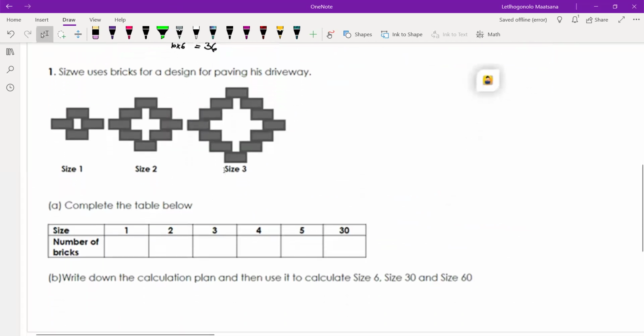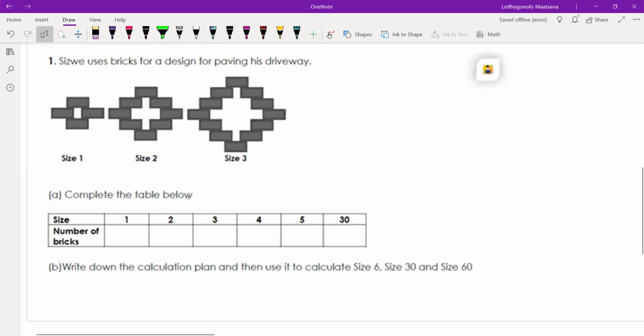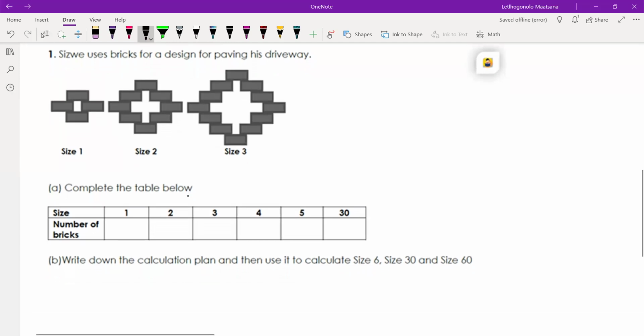It says Suze uses bricks for a design for paving his driveway. Question A says complete the table below. So the number of bricks for the first one is 1, 2, 3, 4. That's 4 bricks. For the second one is 1, 2, 3, 4, 5, 6, 7, 8. 8 bricks. For the third one, it's 1, 2, 3, 4, 5, 6, 7, 8, 9, 10, 11, 12.